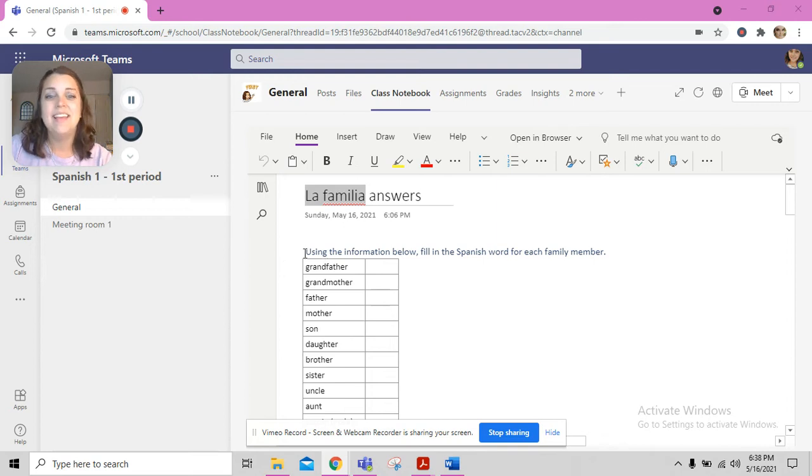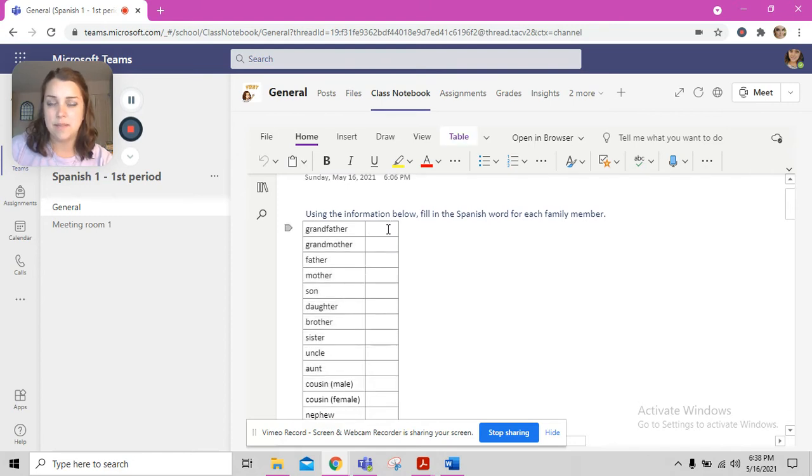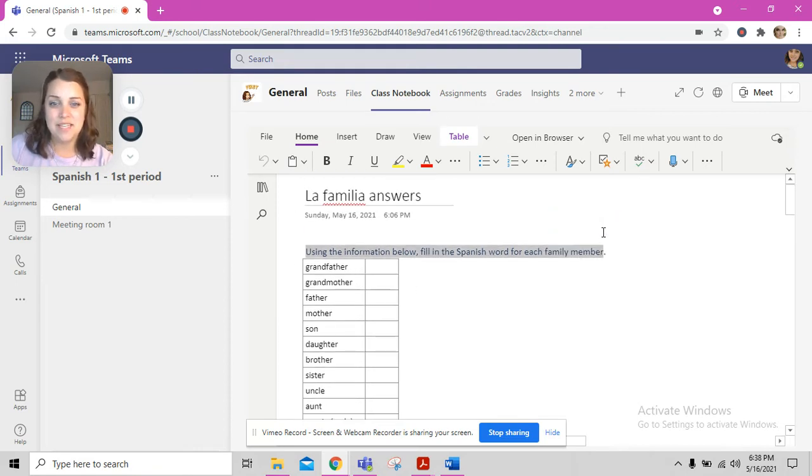Okay. So, we are going to go through the vocabulary for the family. And it's pretty easy. I tried to group things in a logical order, but sometimes in a family tree it gets a little bit messy. All right, so just work with me here. So the directions say, using the information below, fill in the Spanish word for each family member. And remember, this is pasted in backwards, so that way I can grade it a little bit easier.